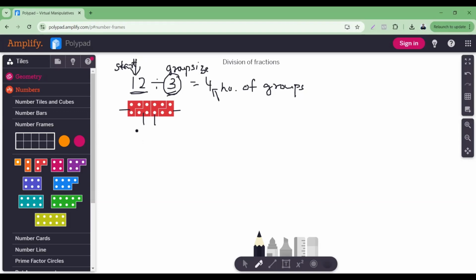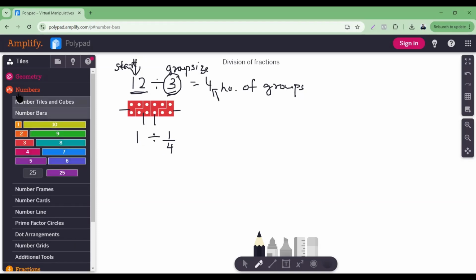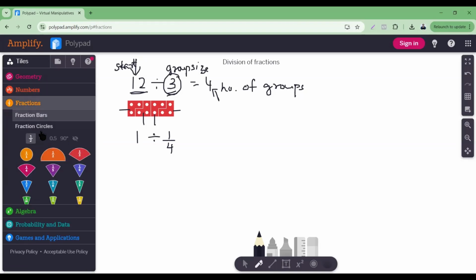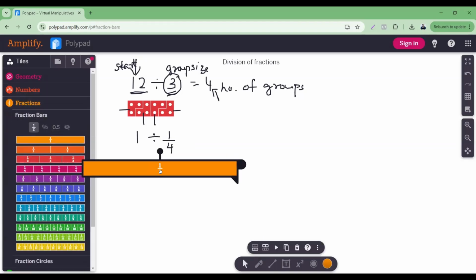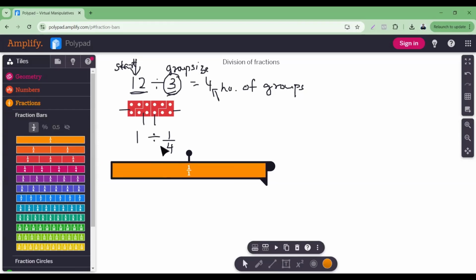Let's take 1 divided by 1/4, let's say. We know 1 is greater than 1/4, just like how 12 was greater than 3. Now, how do we do this? For that, let's take fraction bars itself. Just like how we took 12, I'm taking this entire 1. Now, how did we do for 12 divided by 3? We took the 3, 3, 3, 3. How many 3's could be made? That was the answer, right?